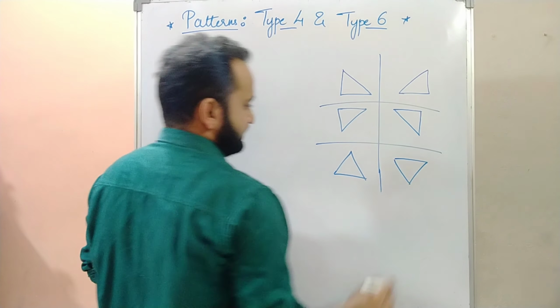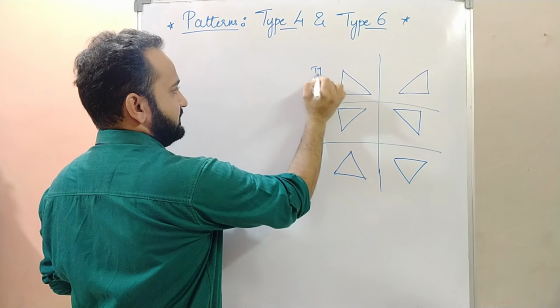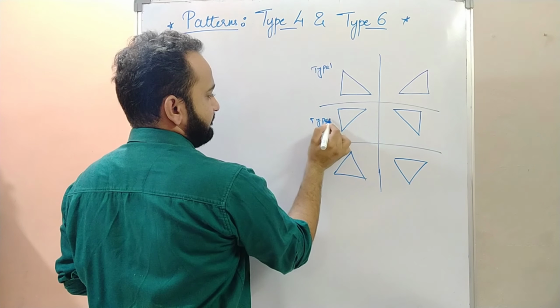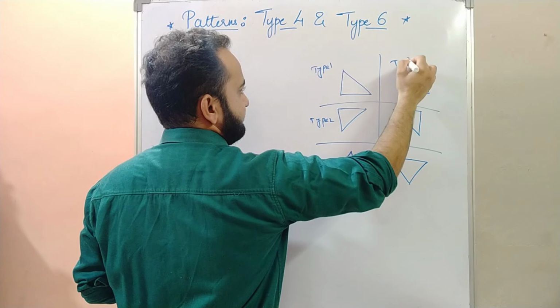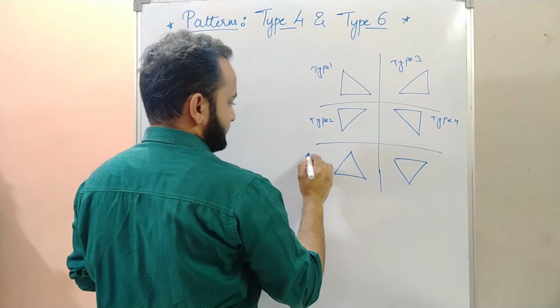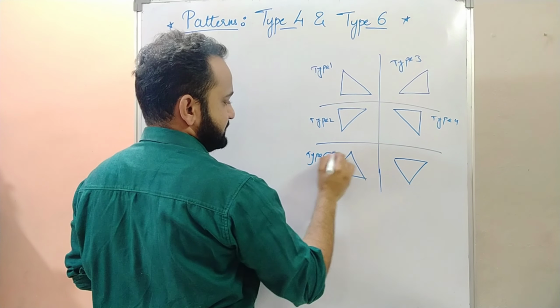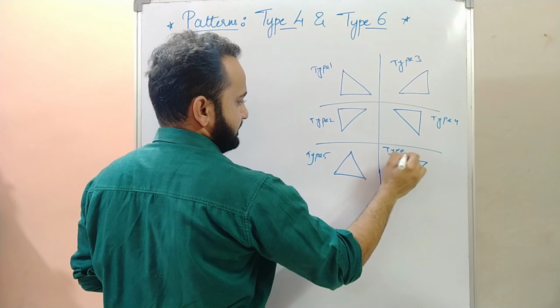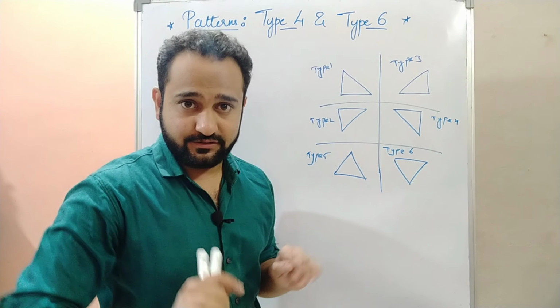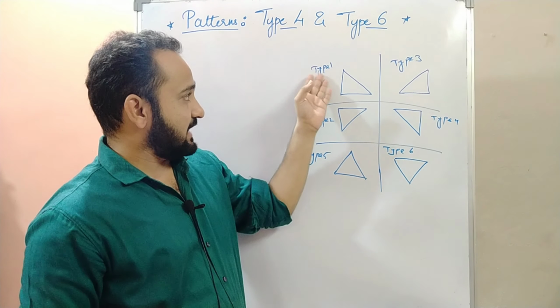Invert pyramid. So we have seen type 1, we started with this. Then we have seen this type 2. This is type 3, type 4, type 5, and this is what? Type 6. I have used these types just for reference.